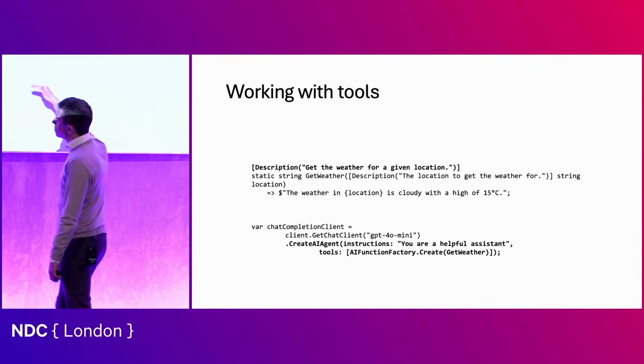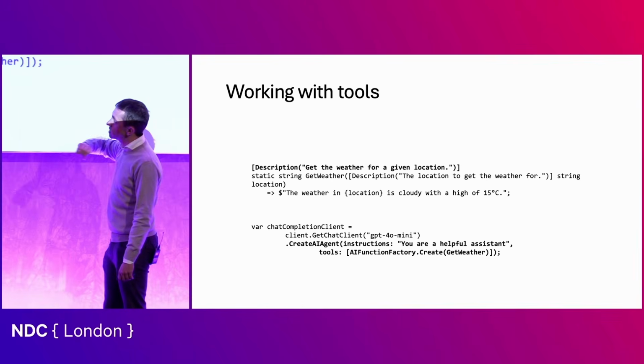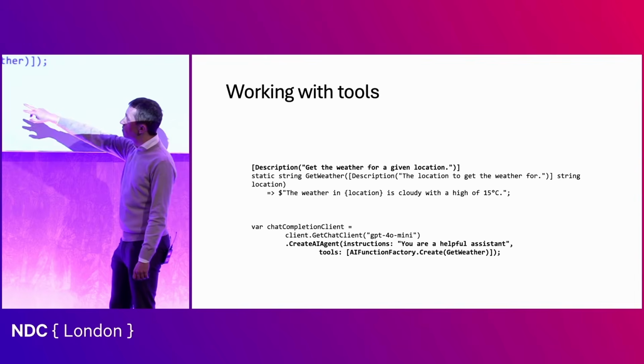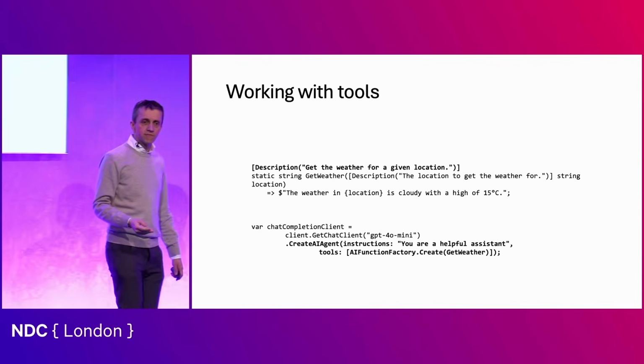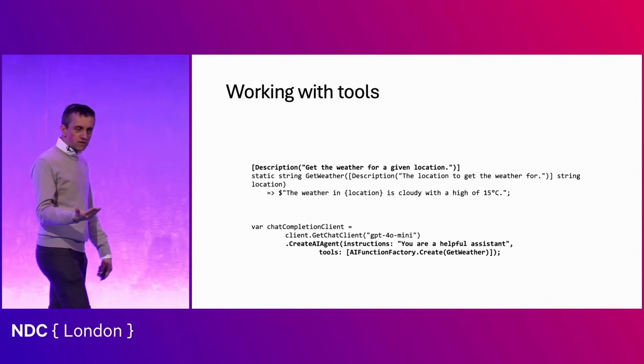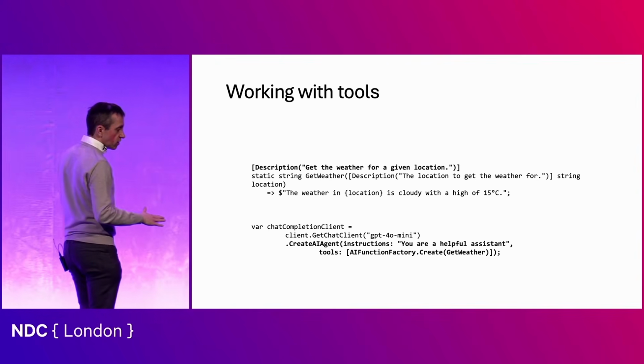And now there's an extra line here, and instead of directly invoking it, you now do a create agent and you pass in the tool or tools that you want the model to know about. So all that you know about Semantic Kernel applies in Agent Framework as well.